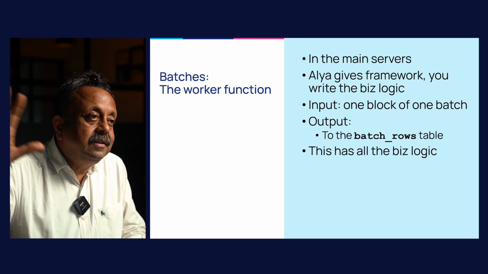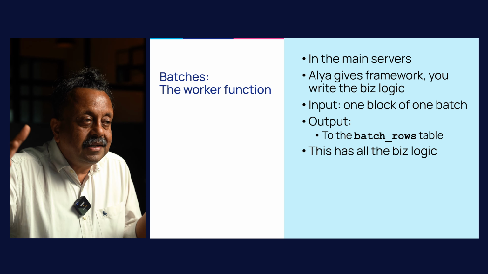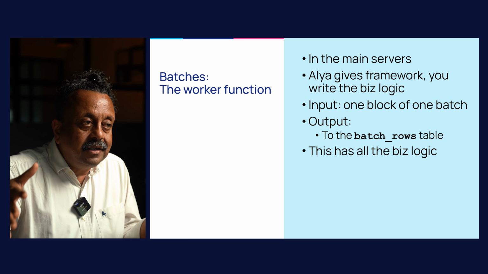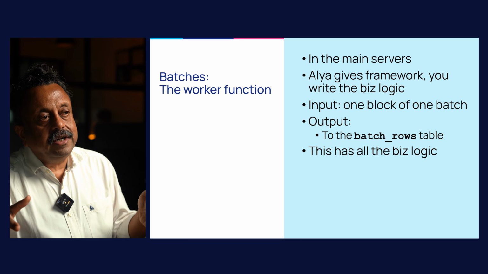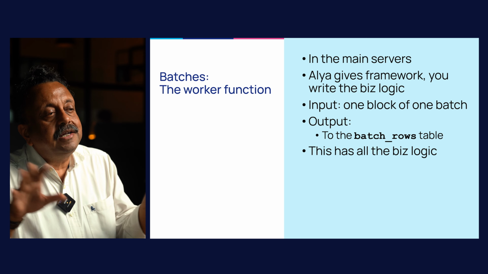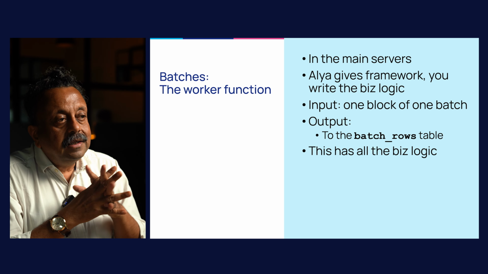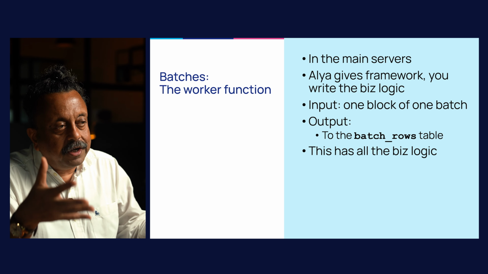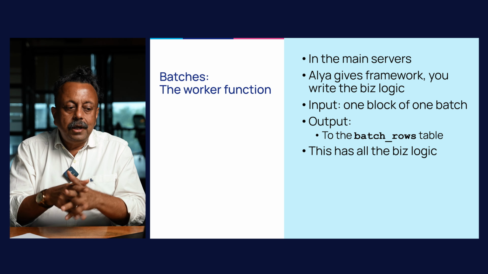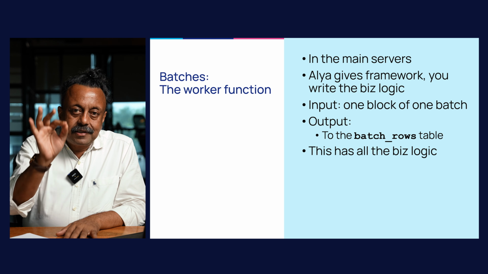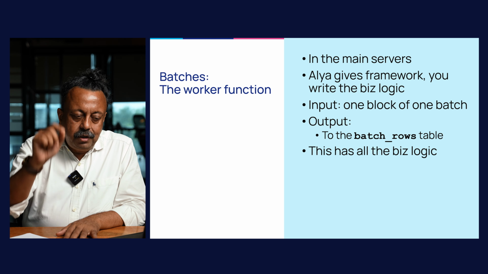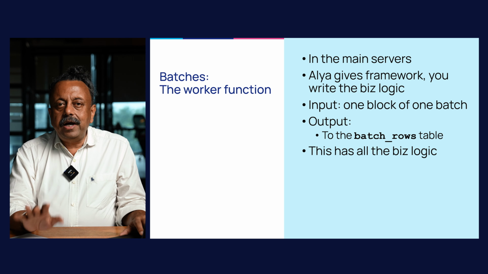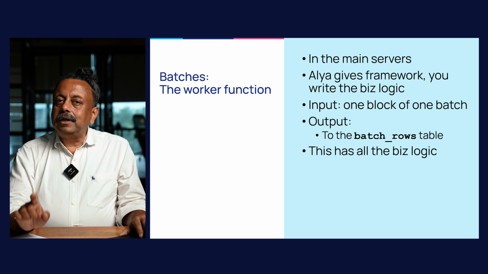It runs inside the JVM, which is running Java Spring Boot, in the case of Java. And in the case of Go, it is running inside the Go process, which is running Go and Gin. So the worker function is an asynchronous thread running inside this machine. You can call it a process, a Unix process or whatever. This thread picks up one record at a time from the batch rows table, processes it and writes an output. All the business logic of what is to be done for your batch is in the worker function.